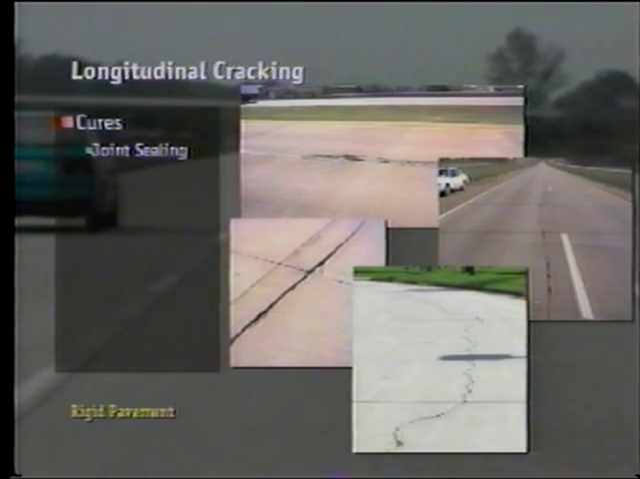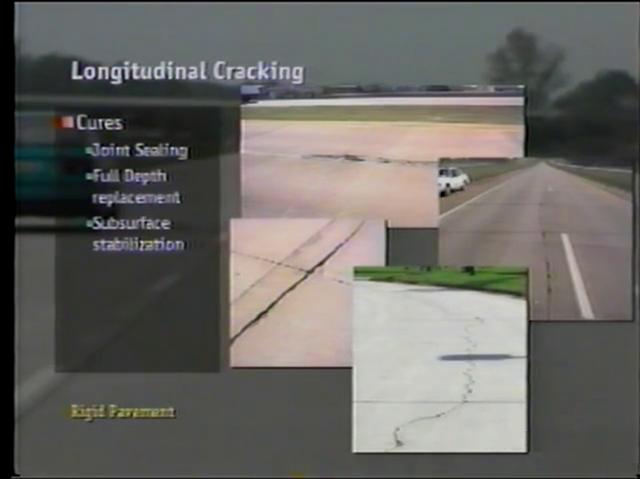As with transverse problems, maintaining tight joint seals is critical. In severe cases, full depth joint replacement or slab replacement, including subsurface stabilization, may be necessary.